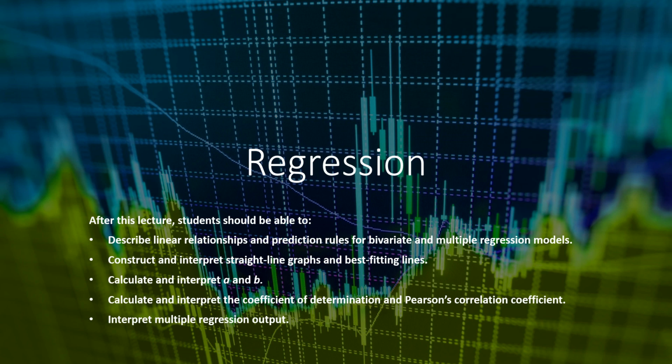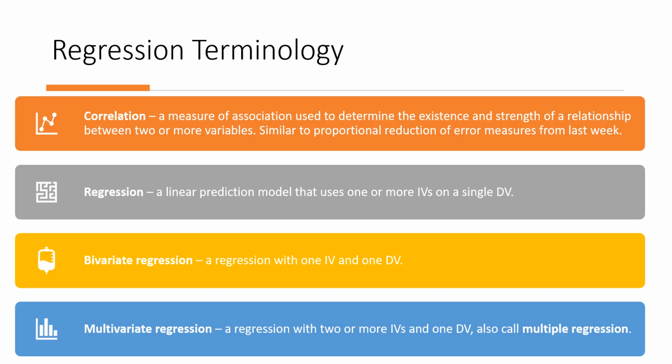After this lecture, students should be able to describe linear relationships and prediction rules for bivariate and multiple regression models, construct and interpret straight line graphs and best fitting lines, calculate and interpret A and B, the constant and the slope of a linear regression equation, calculate and interpret the coefficient of determination and Pearson's correlation coefficient, and interpret multiple regression output. Let's go over some regression terminology.